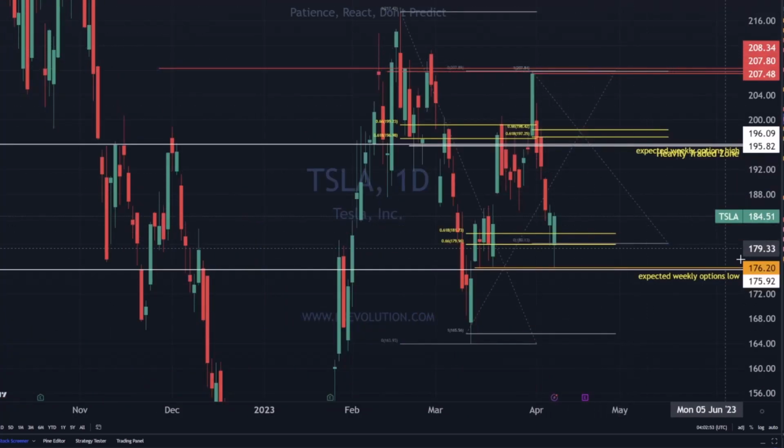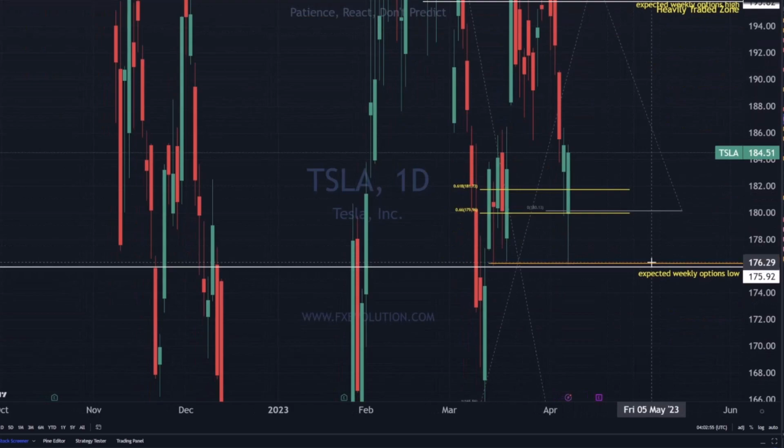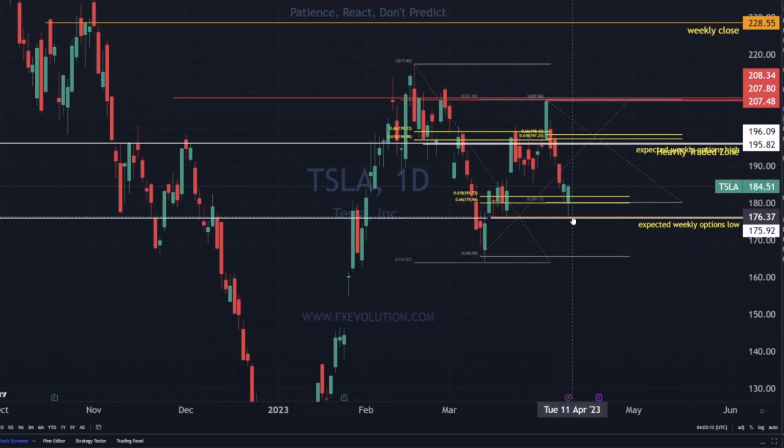Now, let's move over to Tesla. Ooh, beautiful hit down to these weekly expected options lows. Love that level for buy the dip on the session. I can see why so many people would have bought that zone. Ultimately, pretty good level for Tesla and a nice close for the day. And I'm pretty happy with where it went to.